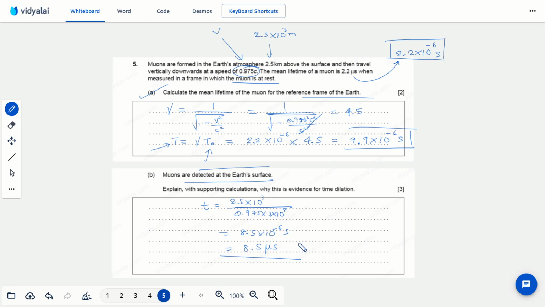So a muon requires this much time to travel 2.5 kilometers with this velocity, but if time dilation didn't occur, it would die way before it reaches the surface, because its average lifetime is just around 2.2 microseconds. So time dilation has to occur if we are to detect it at the surface of the Earth. Fine.